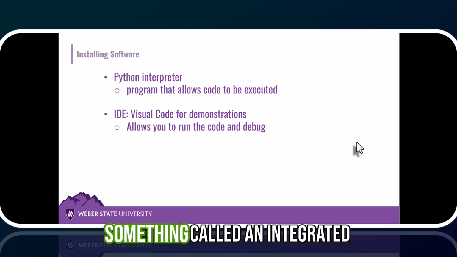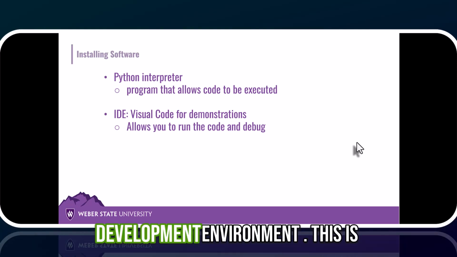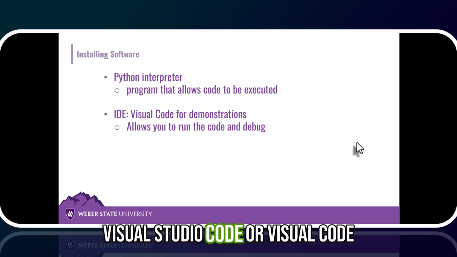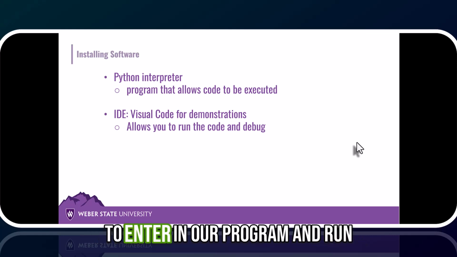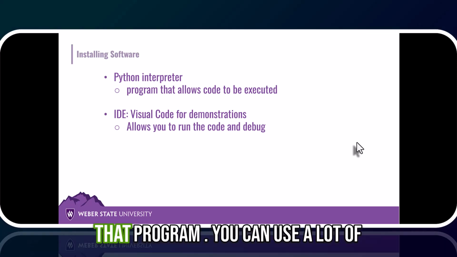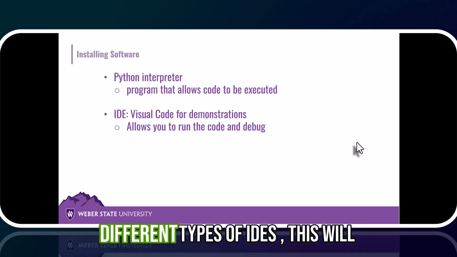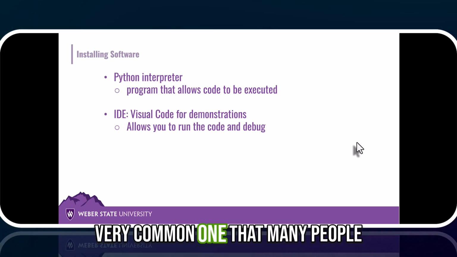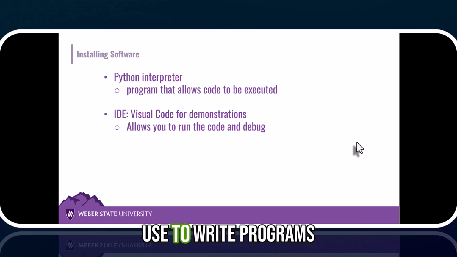We're going to be using something called an integrated development environment. This is the IDE. We'll use something called Visual Studio Code, and it's going to allow us to enter in our program and run that program. You can use a lot of different types of IDEs. This will just be the one that we use. It's a very common one that many people use to write programs.